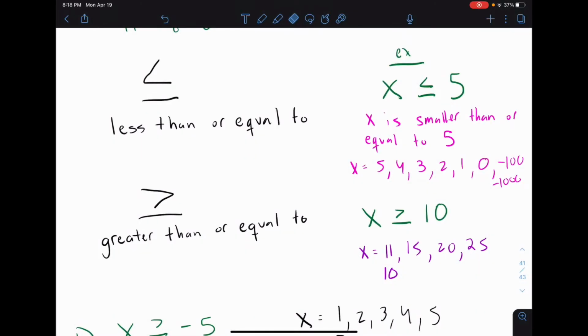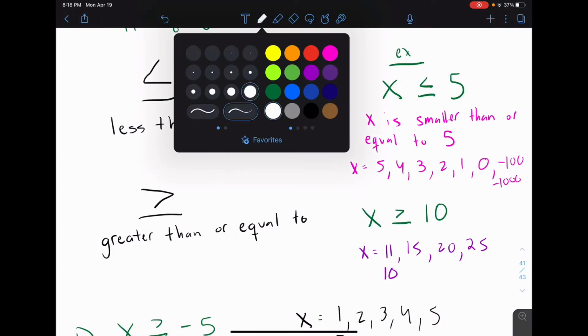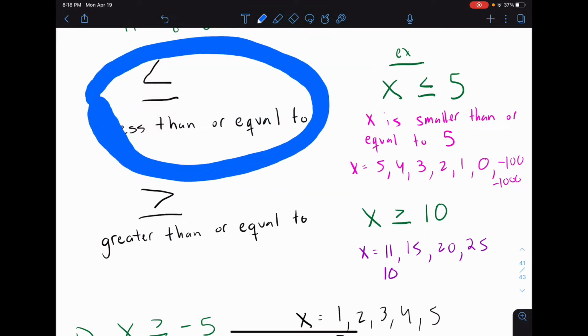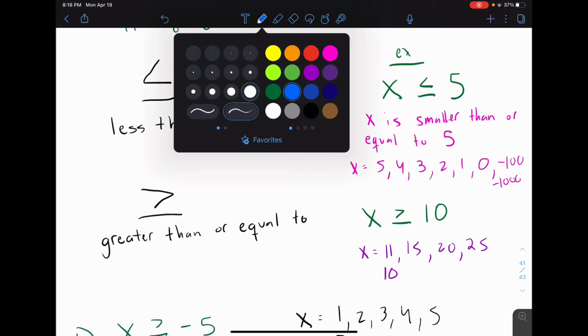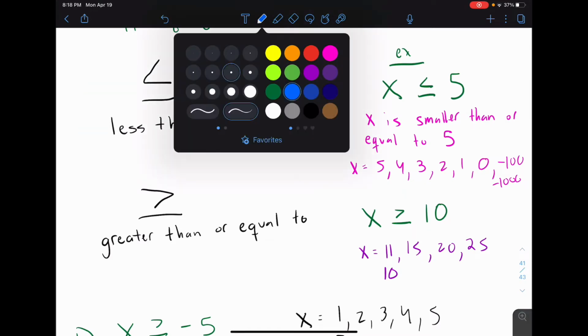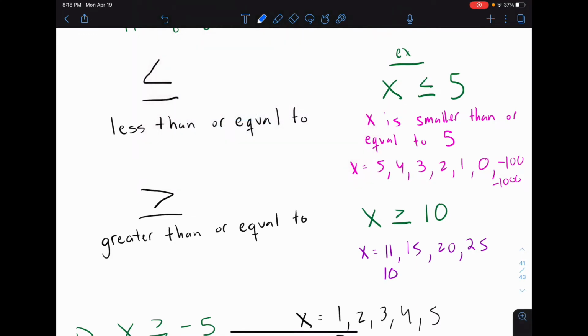Alright guys, now we have less than or equal to. Less than or equal to. That means menos que o igual a.